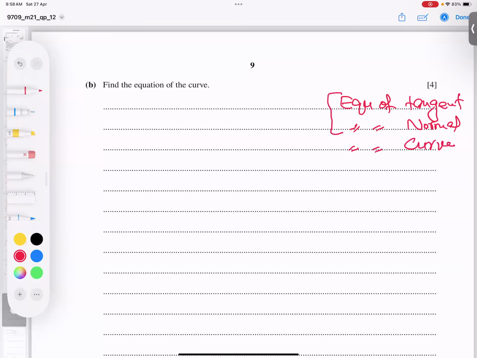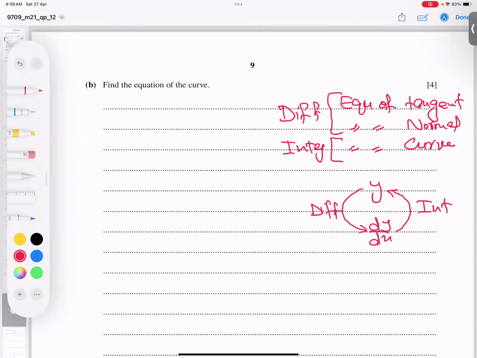Whenever the first two are asked, we can get them only by differentiation. Only by differentiation, there's no other way. And if he asks you this one, we will get it only by integration. I hope you got my point. So let's start. Basically, when you have a y and you differentiate, you get dy over dx. This is called differentiation. And when I want to go back, the reverse process is called integration. So let's start.